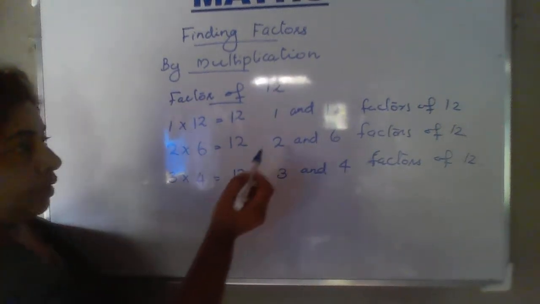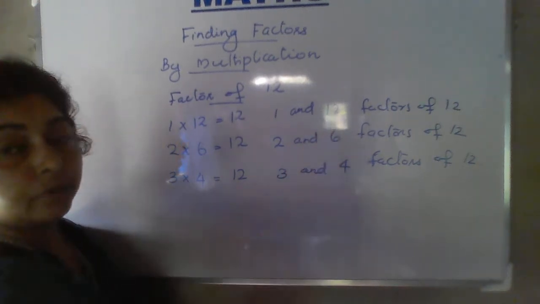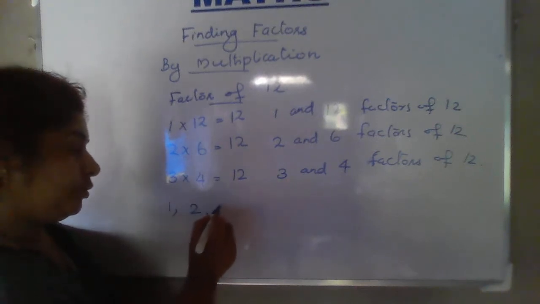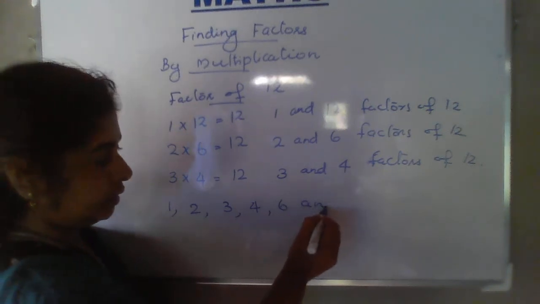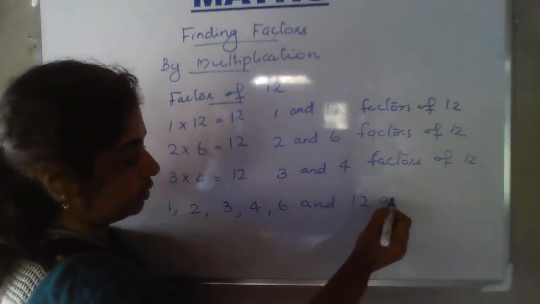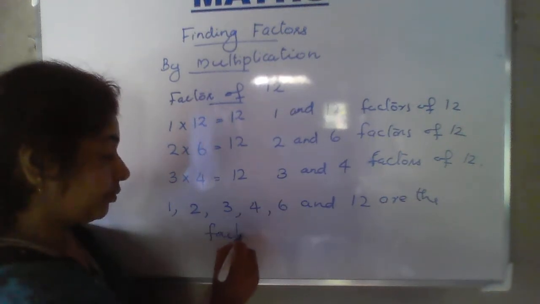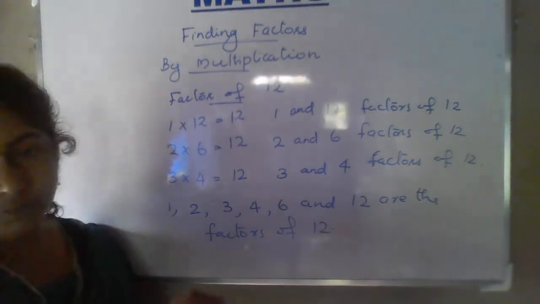Now we get 1, 2, 3, 4, 6 and 12 are the factors of 12. Understand?